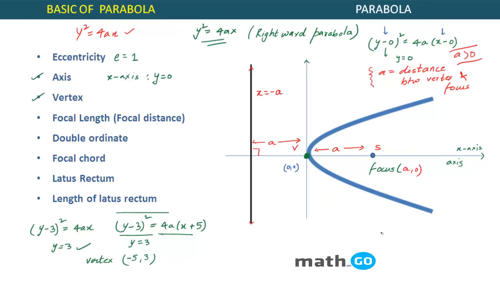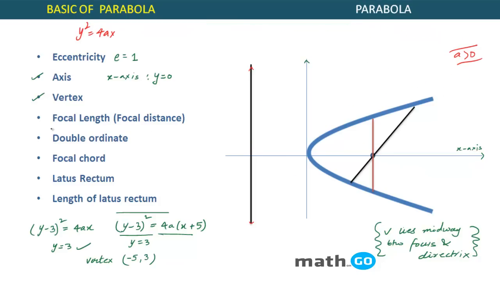That V lies midway between the focus and the directrix. Very important result. I'll use this in questions also. So V is actually midway between the focus and the directrix. Very important result. Okay. Then let us go ahead and do the other properties which are remaining.